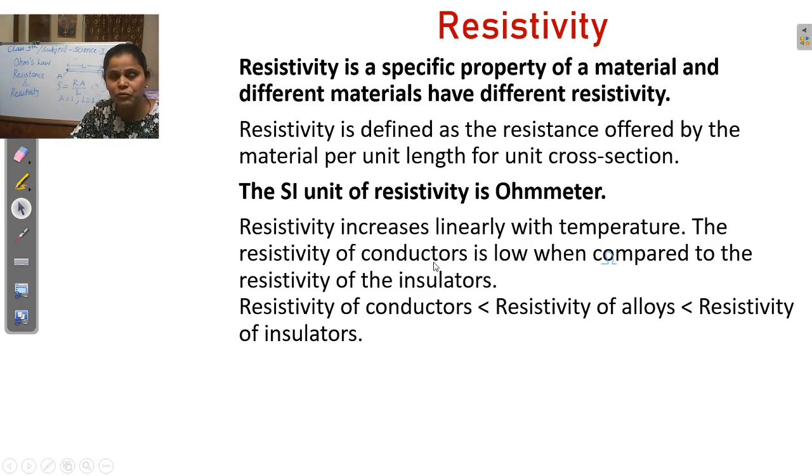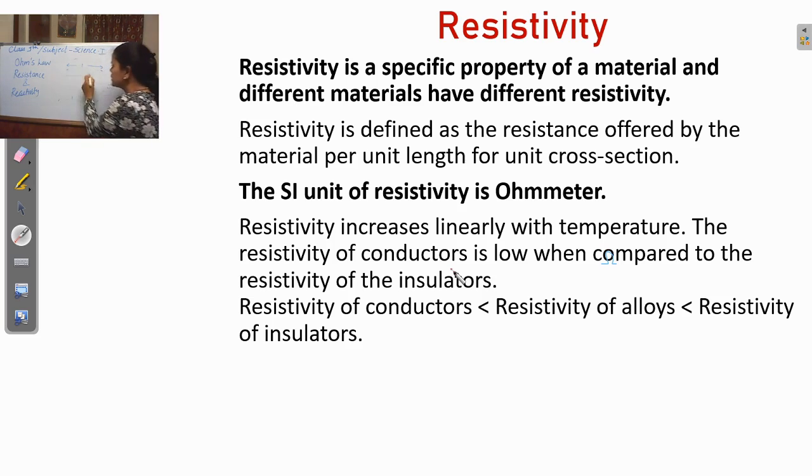So the resistivity of a conductor is low as compared to the resistivity of an insulator. That means the conductor has a low resistivity, because in a conductor the current flows, and an insulator resists the flowing of current. So the resistivity of a conductor is low. Resistivity means to resist the flowing of current.